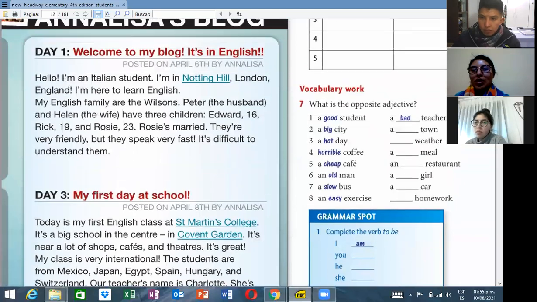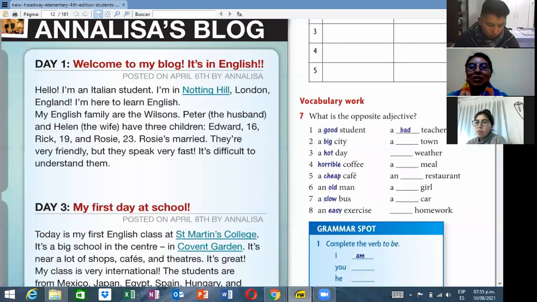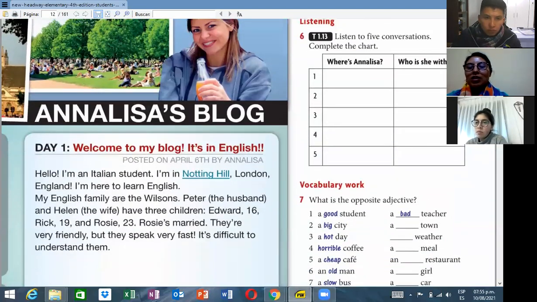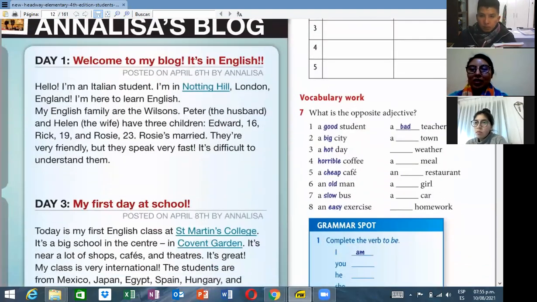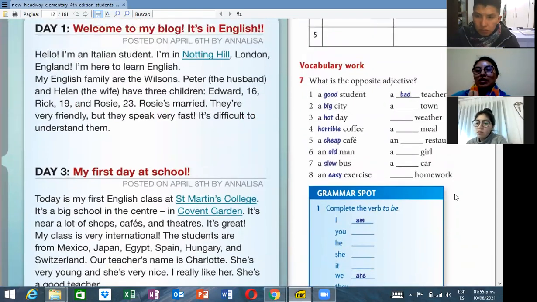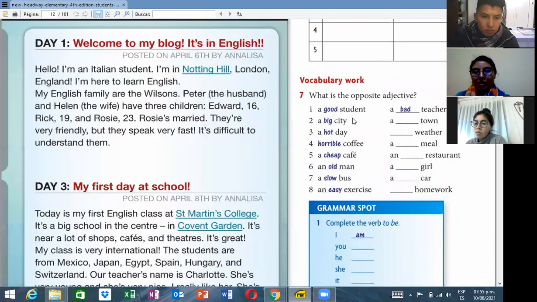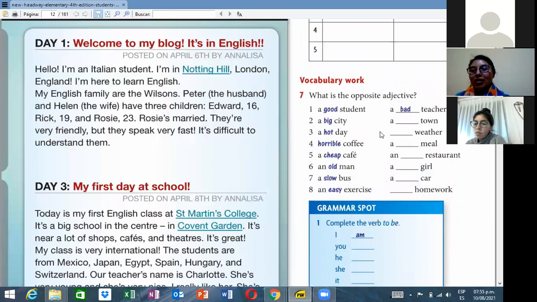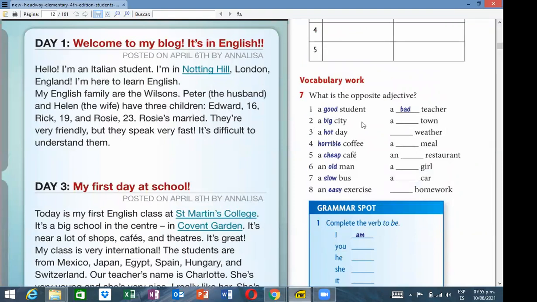Because yesterday we finished exercise number 6, the listening part. And now we have to continue with vocabulary work, okay? Exercise number 7. What is the opposite adjective? Is the question that we have. Let's read. Let me share with all of you this first column, and then you have to complete, okay? Let's start with the first one. Okay, remember here you have to write the opposite adjective.